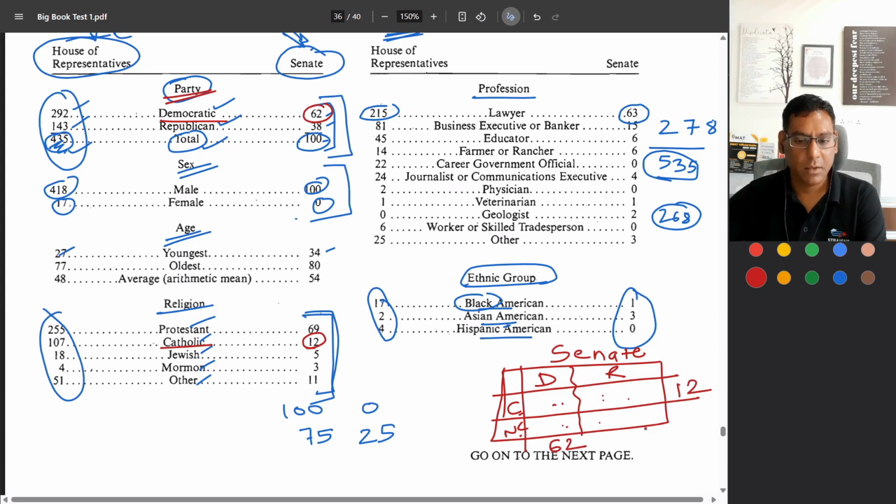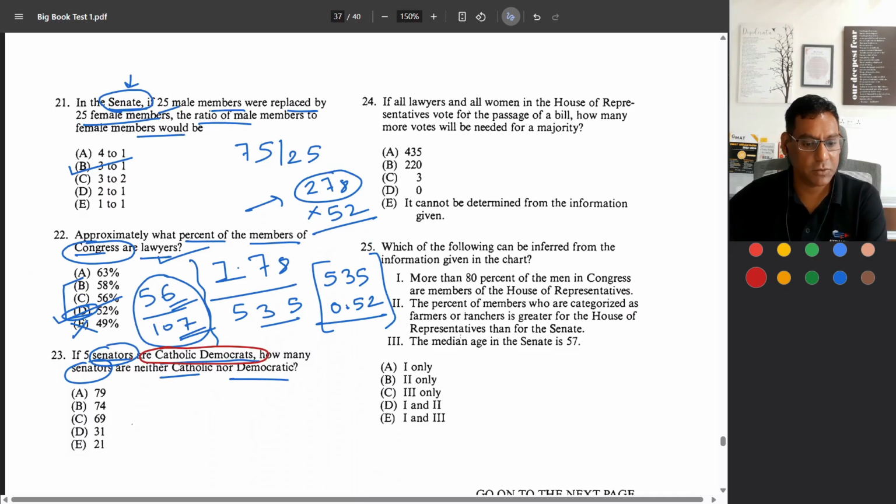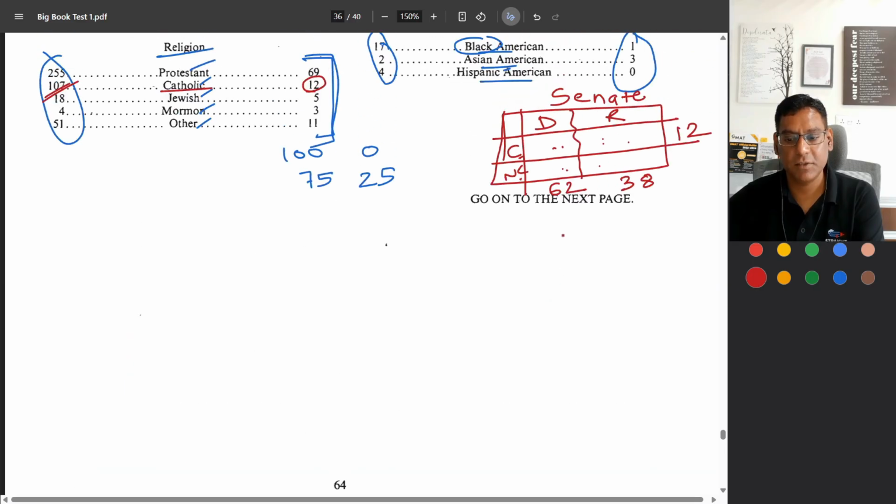Okay, Republicans I have 38, right? This number is not so useful because that is about House of Representatives. We are dealing with Democrats. Oh, sorry, Senate. Okay, fine. So now let's see. There are some numbers in the question also. There are 5 senators who are Catholic Democrats. Okay, let's put that here.